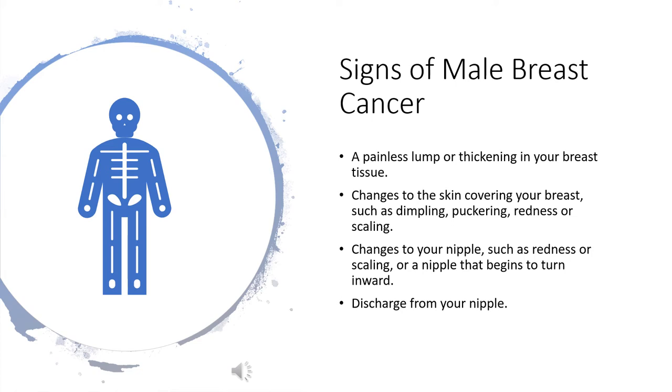Changes in your nipple, such as redness or scaling or a nipple that begins to turn inward. Your nipple will start going inside. Usually it's outside, but you will see that the nipple is going inside. And there will be a discharge from your nipple, some kind of fluid. So when you see these kinds of symptoms in your breast, it's a sign of alarm. You should go to a doctor, especially an oncologist, and get yourself checked. These are a few very common symptoms of male breast cancer.